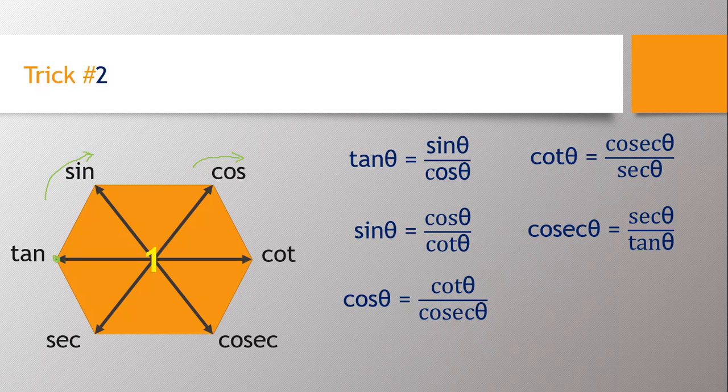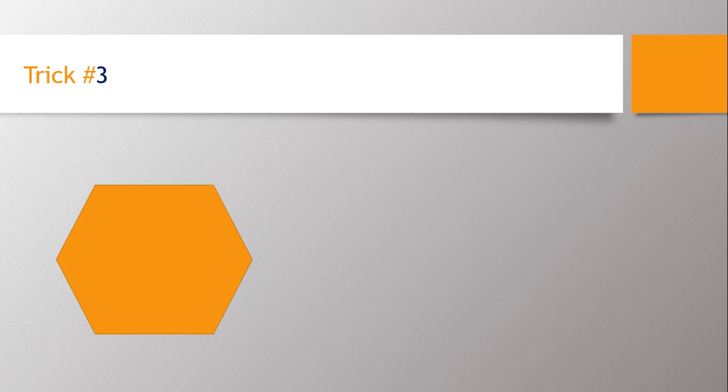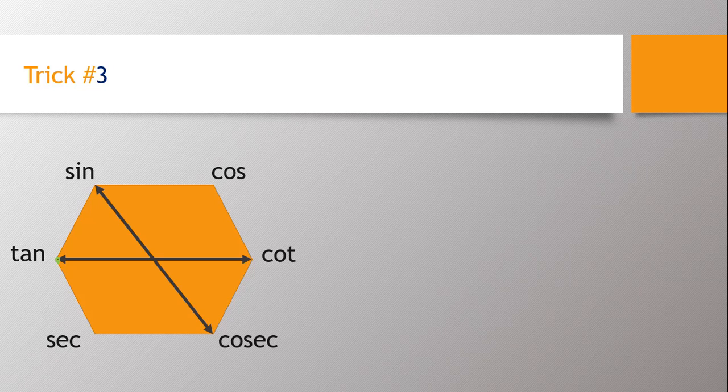Let's move on to trick 3. Again, we start by drawing the hexagon and writing tan over here at this vertex. Tan is equal to sine by cos. Then opposite tan we write cotangent. Remember, tan is opposite to cotangent. Then cosec and then sec. Drawing the diagonals and writing one in the center.